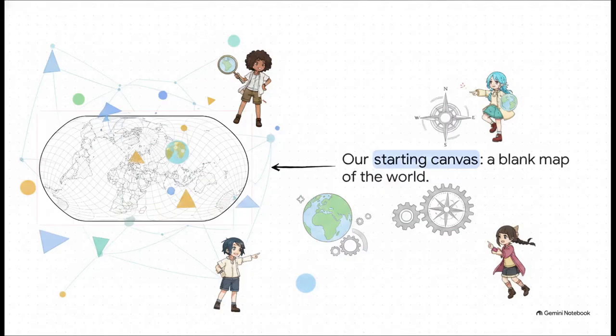To start, we've got our canvas, a totally blank world map. Right now, it's just your standard continents, oceans, and those familiar grid lines of latitude and longitude. But this is the setting for our mystery. As we start plotting our points, try to keep the sheer massive scale of this space in mind.